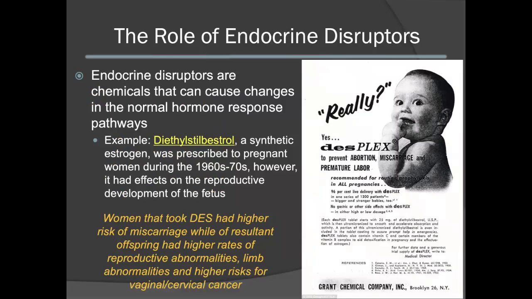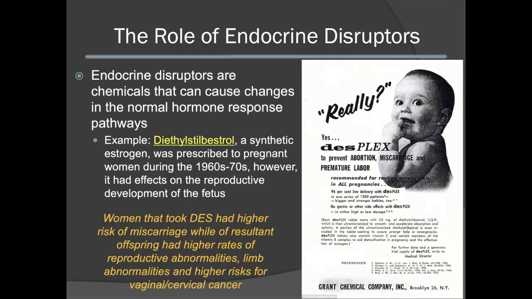Endocrine disruptors are chemicals that are known to cause changes in normal hormone response pathways. An example is diethylstilbestrol. This was originally a synthetic estrogen that was prescribed to pregnant women in the 60s and 70s to prevent abortion, miscarriage, and premature labor. However, it was also known to later have effects on the reproductive development of the resultant fetus.